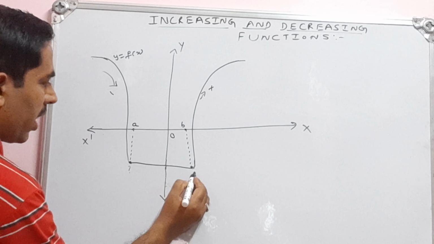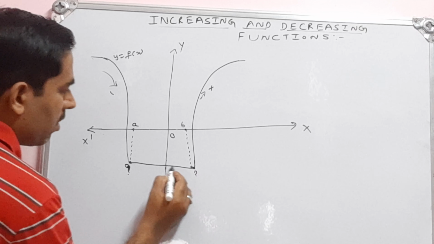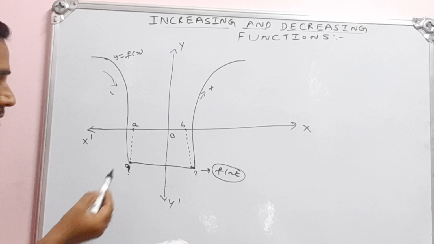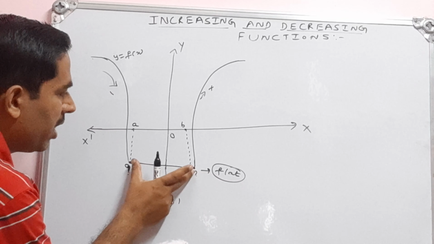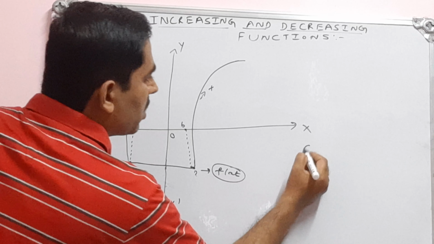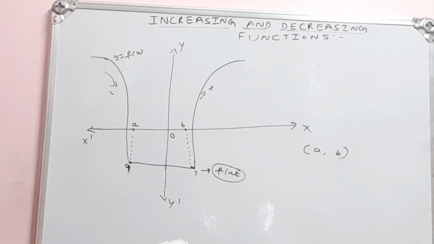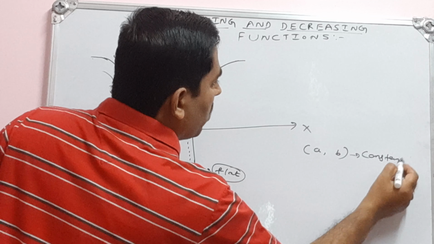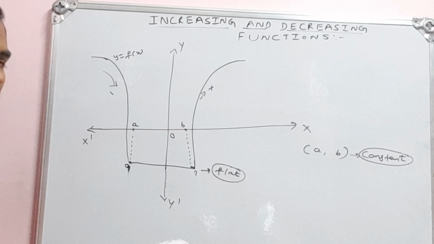Then what about these points? Observe this. See here, a flat line. We cannot say whether the function is increasing or decreasing in this interval, A to B, the open interval. In this interval, the function is neither increasing nor decreasing. That means, as I told earlier, it is constant. In this interval it is constant.